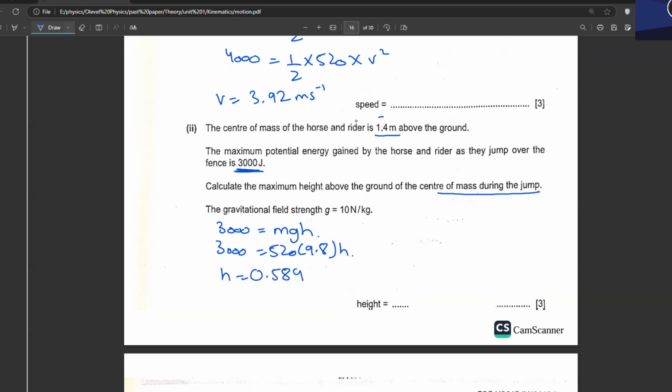What was the initial center of mass height? 1.4. Add the two to get the total height. Initially, the center of mass was at 1.4 meters. Now you have jumped this amount of height. So you will add both of these two, 0.589 plus 1.4. This comes out to be 1.99, I would say. 1.99 meters. Simple as that. Let's move on to the next question.